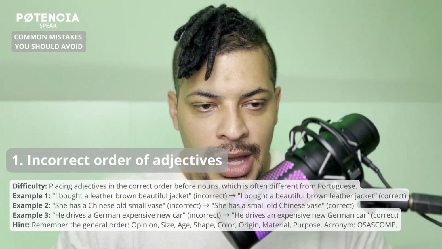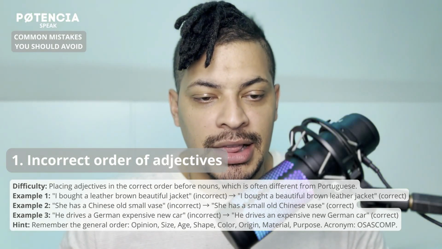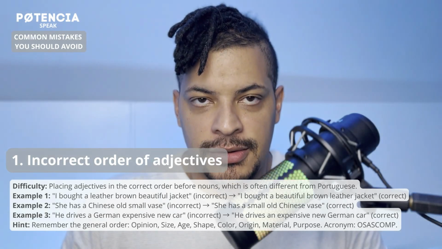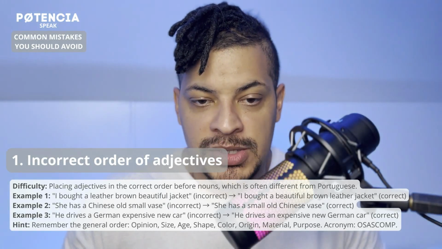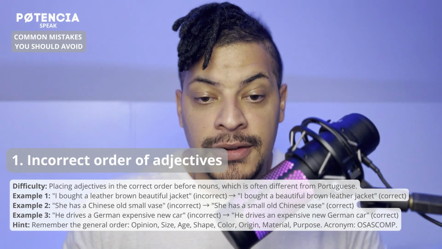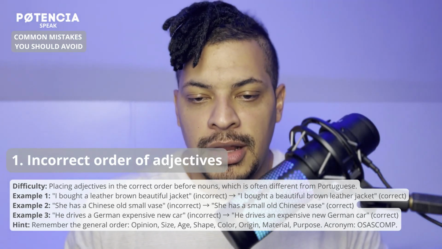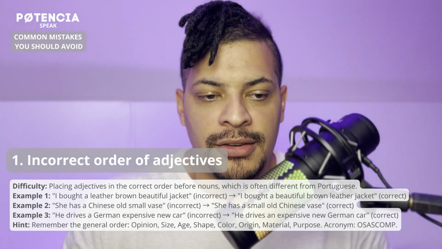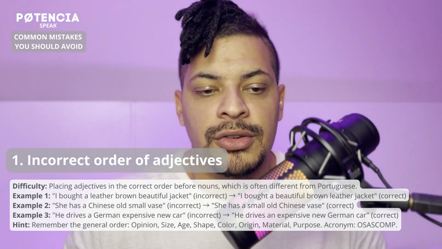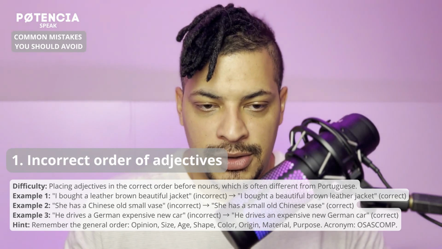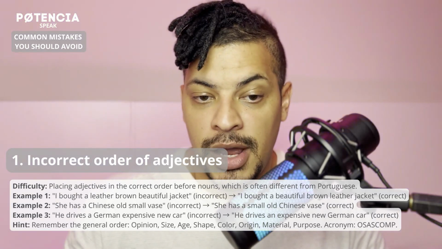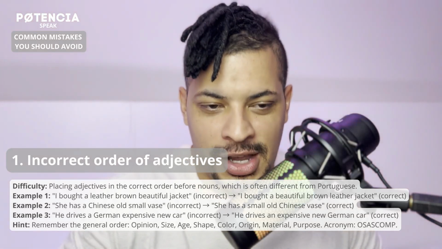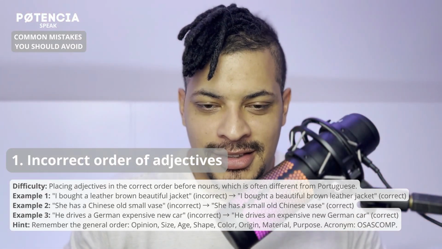Example 1. I bought a leather brown beautiful jacket. That's incorrect. What's the correct? I bought a beautiful brown leather jacket. Example 2. She has a Chinese old small vase. Incorrect. What's the correct? She has a small old Chinese vase.